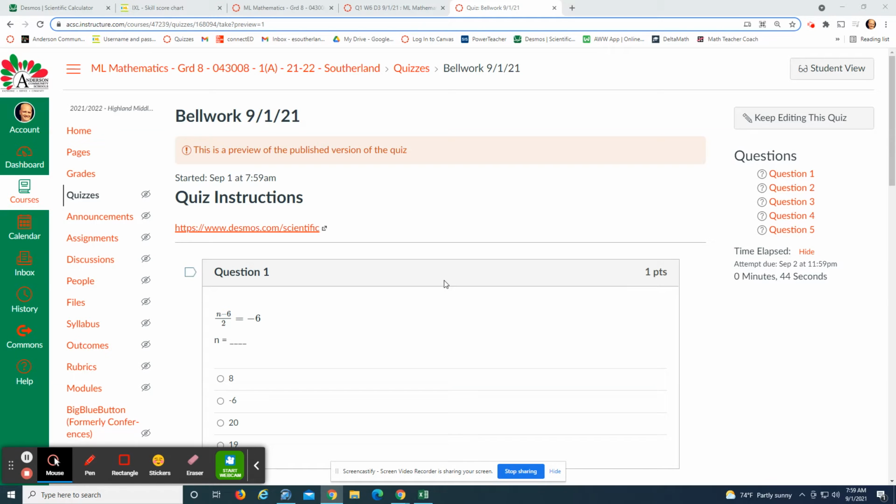Inverse of addition, inverse of subtraction, inverse of multiplication, inverse of division. However, you have this problem that says n minus 6 divided by 2 equals negative 6. If I was to ignore the right side of this problem, let's say that it said 1 minus 6 over 2, and it just said equals, and there was not a number over here. What would I do first? On this here, what would I do first mathematically?